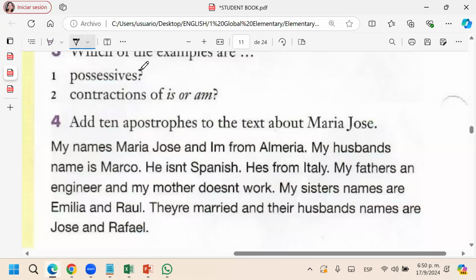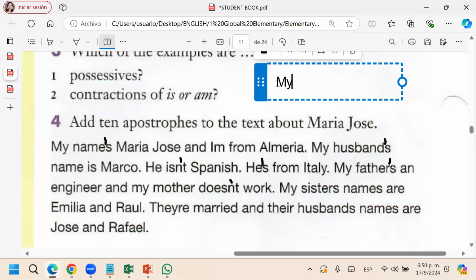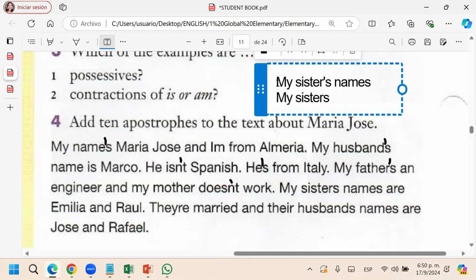So on the first paragraph, my name's Maria, Maria Jose, I'm from Almeria, my husband's names. Here, husbands. Isn't. Listen. Ethan, his father, my father doesn't. Here, doesn't work. Names. Sisters. My sister's, they are. Names, like this. My name is good. My sister's names or my sister's names. What do you think?